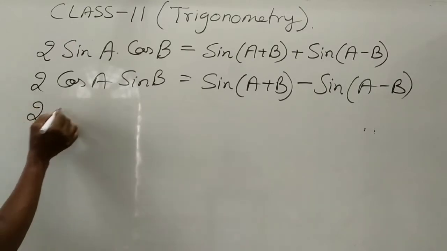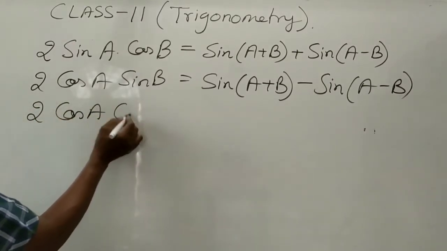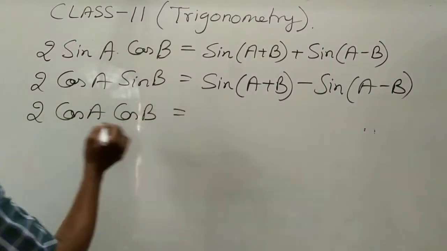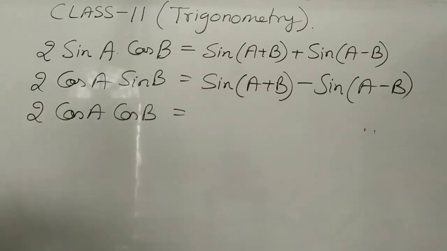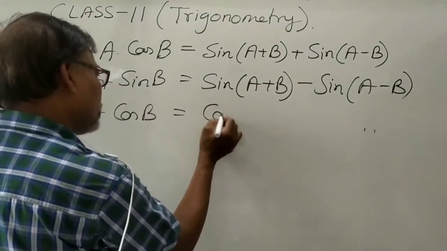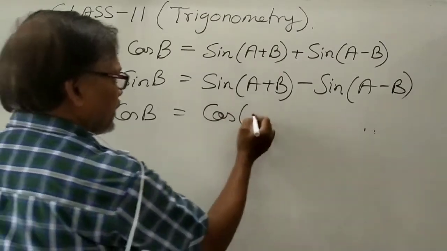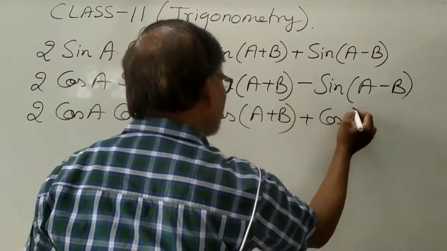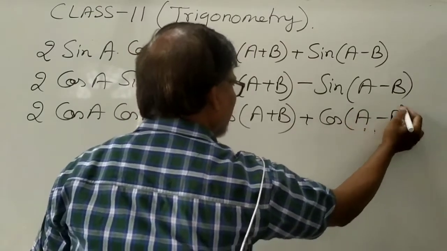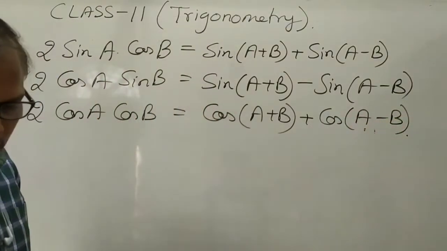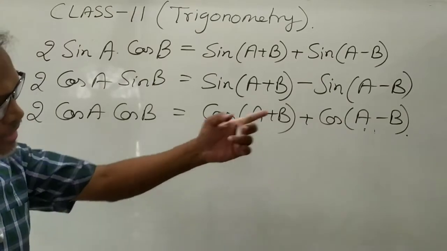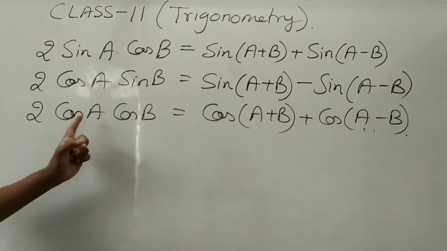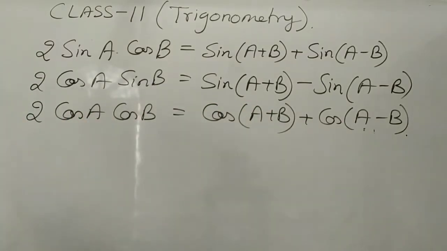Then the next formula, 2 cos A cos B. Brother, this will also be a formula. So the formula of cos A cos B is cos(A plus B) plus cos(A minus B). This is the formula, cos(A plus B) plus cos(A minus B). In this also A is greater than B.